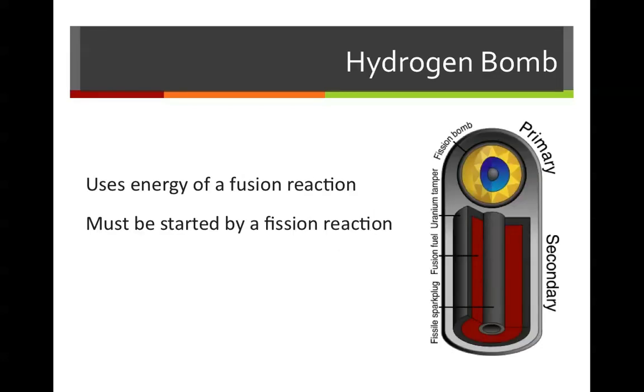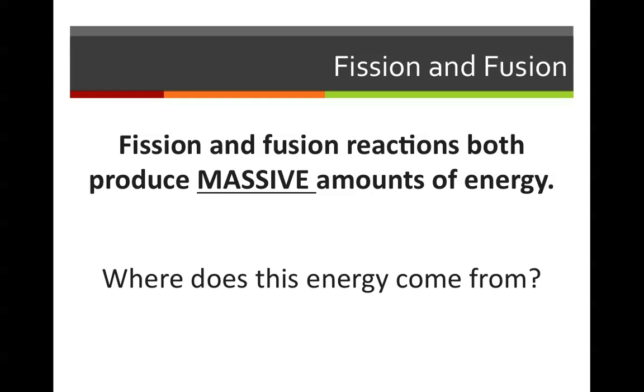Now, one thing that we have seen in history where fusion was used was in a hydrogen bomb. So this is actually started by a fission reaction, which provides that high ignition temperature, which then allows the fusion reaction to occur. So where is all this energy coming from with these fission and fusion reactions?